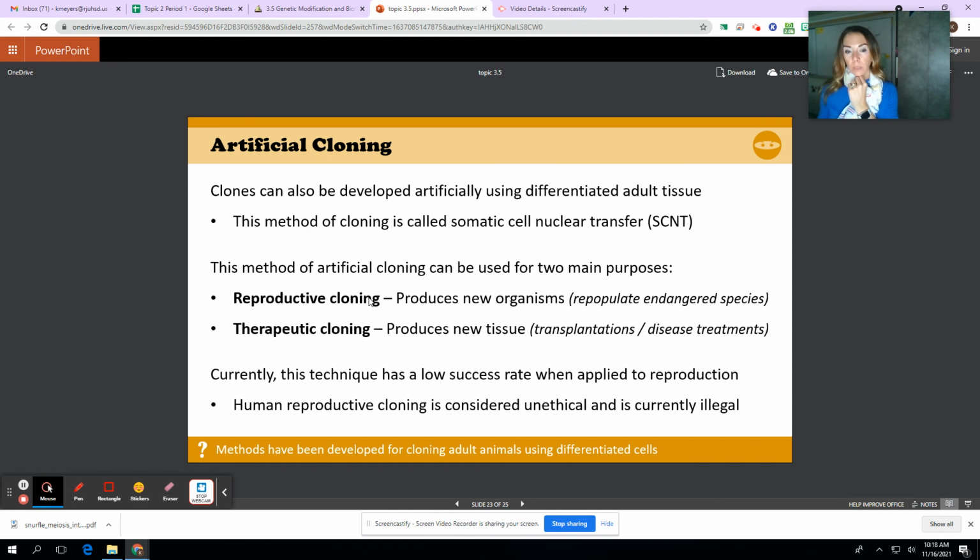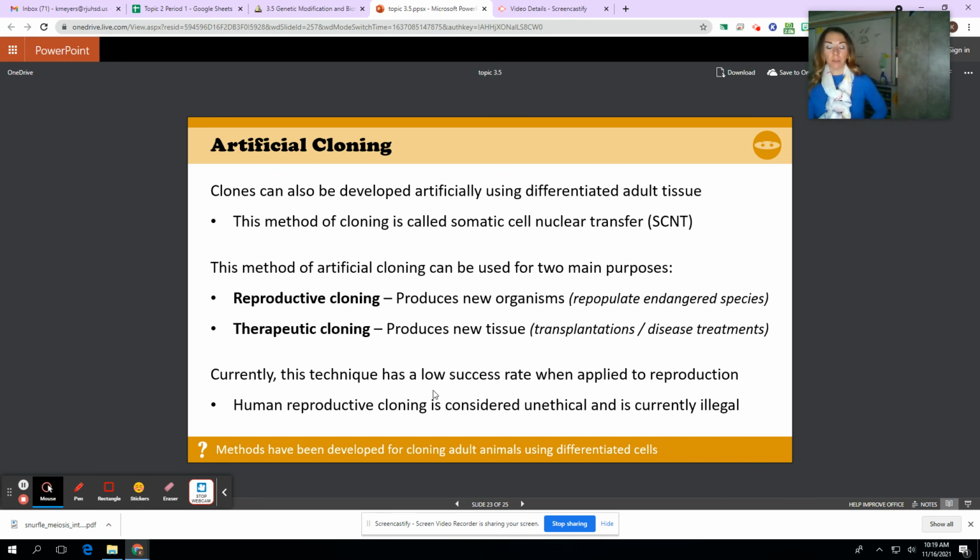Reproductive cloning is when I'm taking the entire new organism. Reproductive cloning is used in places like repopulating endangered species, species that have gone endangered because of humans. They're able to take those cells and then recreate, whether it's implanting in the womb of an animal that isn't pregnant already, but it's trying to repopulate endangered species. Therapeutic is just the tissues, right?